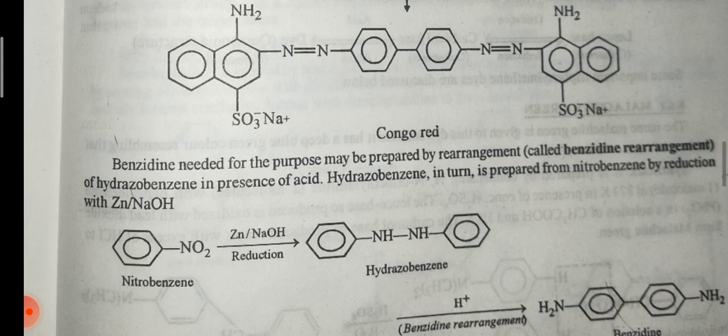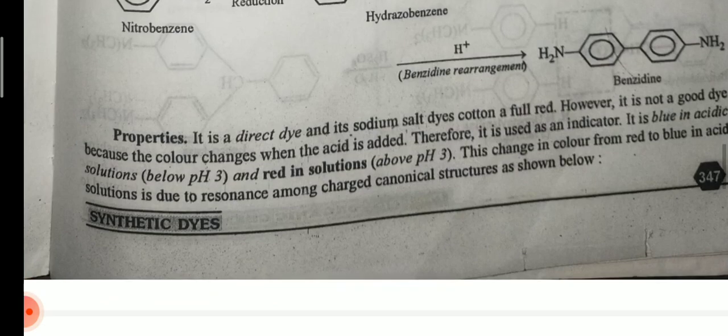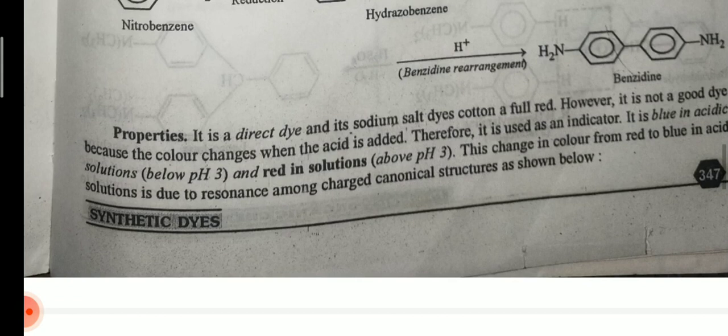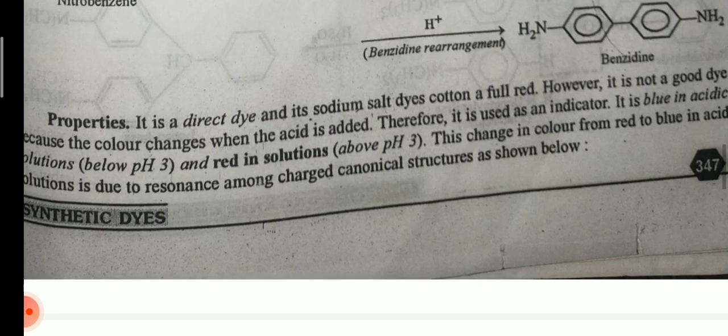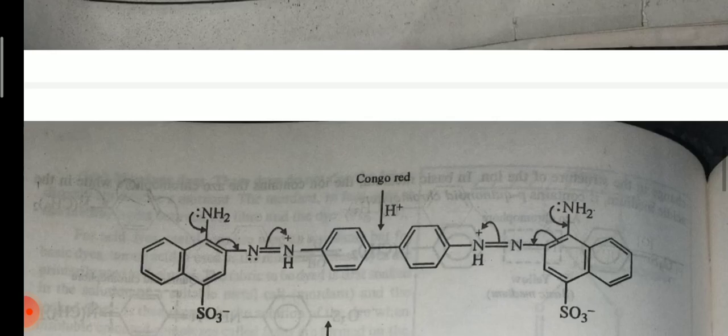Hydrazobenzene in turn is prepared from nitrobenzene by reduction with zinc and NaOH. Properties. It is a direct dye and its sodium salt dyes cotton a full red. However, it is not a good dye because the color changes when acid is added. Therefore, it is used as an indicator. It is blue in acidic solution below pH 3 and red in solutions above pH 3. This change in color from red to blue in acid solution is due to resonance among charged canonical structures, as shown in the figure.